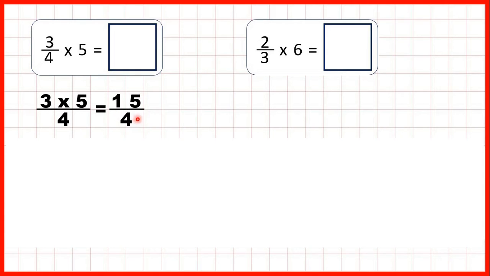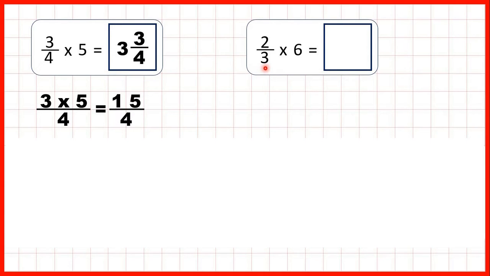But we can turn that into a mixed number by dividing. 15 divided by 4 is 3, remainder 3, and the denominator stays the same. So our answer is 3 and 3/4. And we can check 3 times 4 is 12, plus 3 is 15.